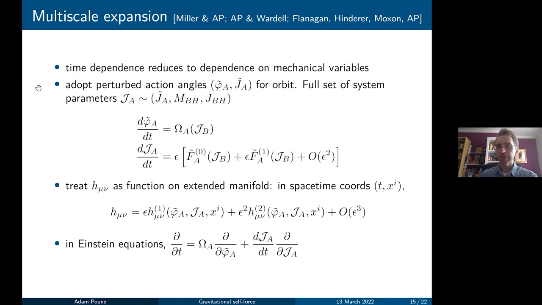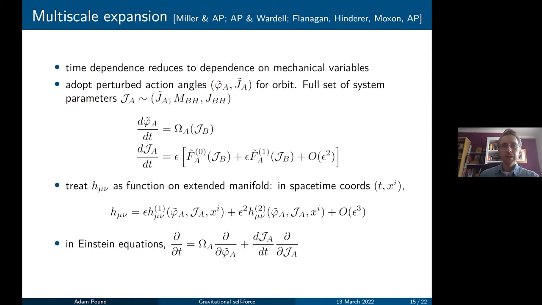So this is a formalism I've developed over the last little while with students and collaborators. And the key idea here is that the time dependence of the metric you can reduce to the time dependence of mechanical variables. So by that I mean the variables that are characterizing the orbit of the particle, but also the variables characterizing the big black hole, so the mass and the spin of the big black hole. We then want to find a nice set of mechanical variables that give us a nice Einstein equation.